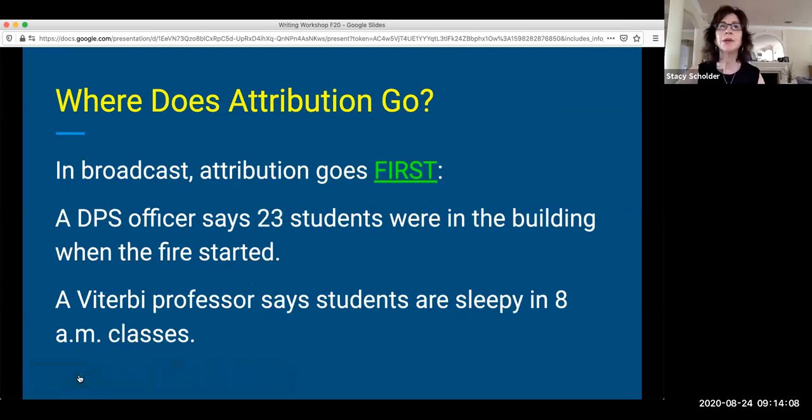Okay, so in broadcast, attribution goes first, always. We always want to let the listener, the viewer, know right away who is providing that information. We don't ever want to make it sound like it's coming from the anchor or the host of a radio show. All right, so we want to say that a DPS officer says so many students were in the building when the fire started, or if a Viterbi student has some comment about sleepy students, we want to say that's coming from a Viterbi professor.